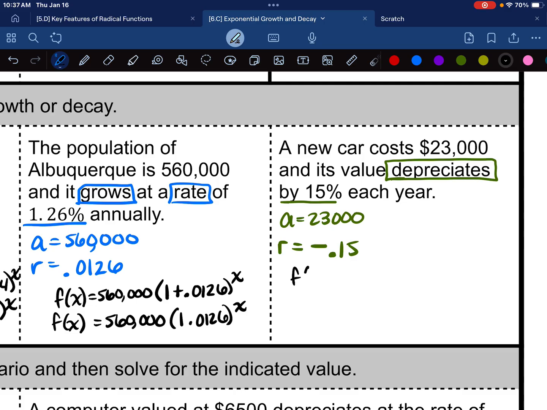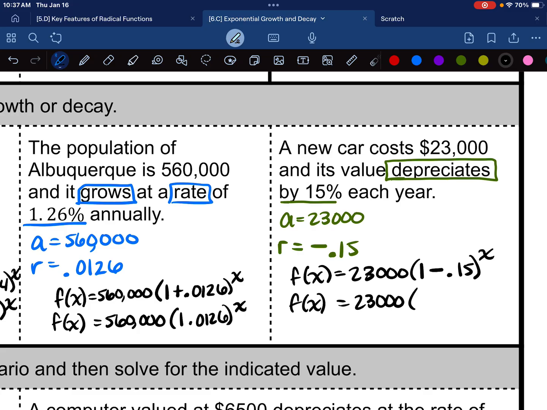So now I write this out. I have f of x equals the initial value, 23,000, and then times 1 minus 0.15 to the x. And again, you want to combine that rate together with the 1. So in this case, it would be 0.85 to the x. Because that b value is less than 1, that's what causes it to depreciate. It cuts down. Kids tend to mess up on this type of question because they put the 0.15 here and forget the 1. But you have to have both pieces in here to make this value.